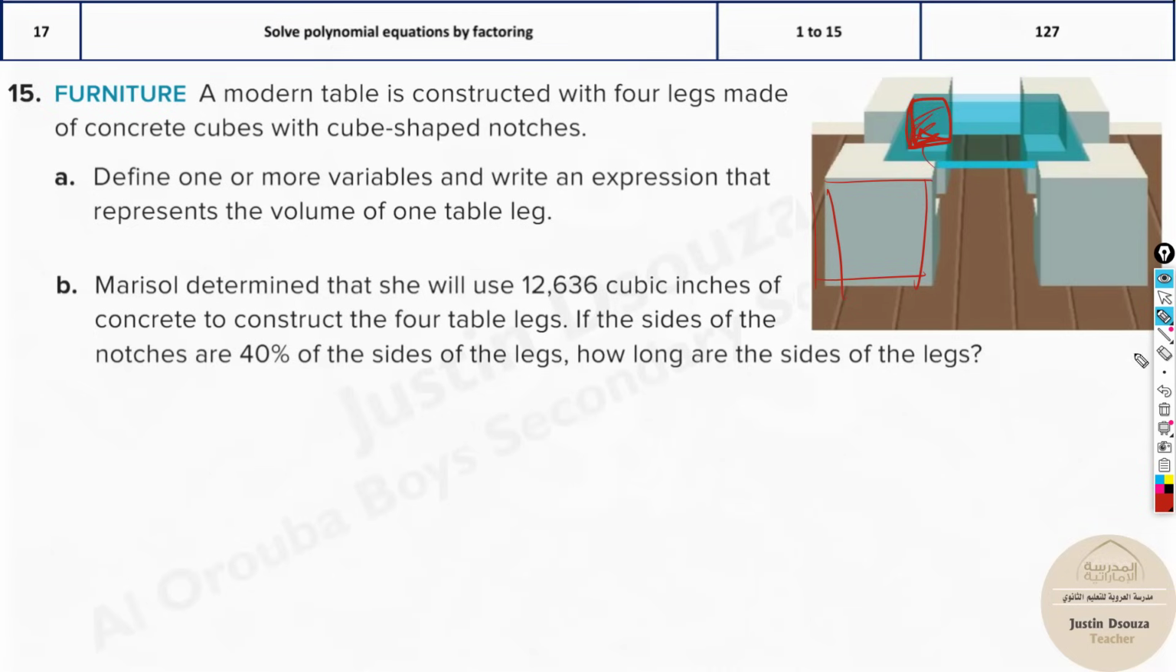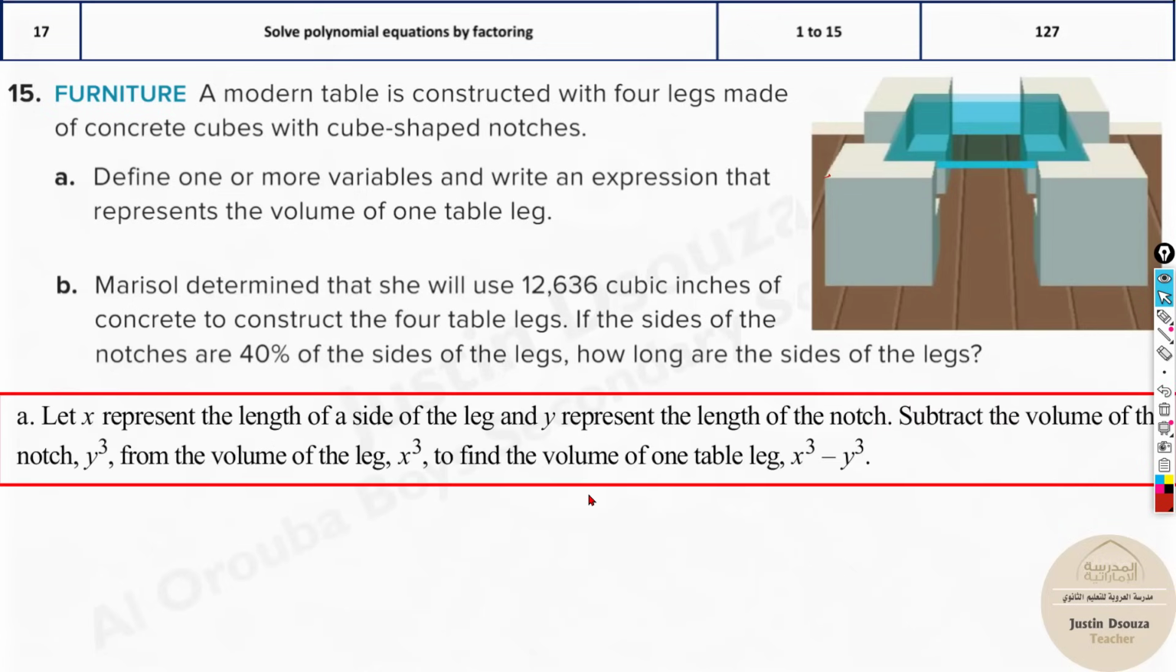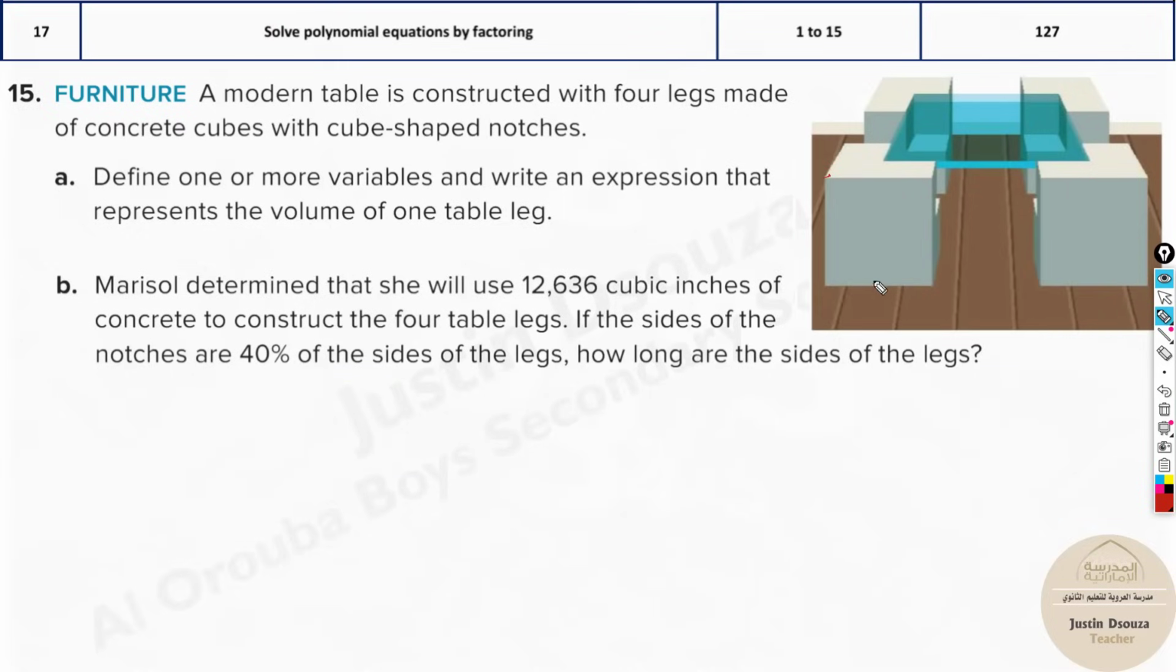See that space which is cut. So we need to define one or more variables and write an expression that represents the volume of one leg of the table. Okay, so we know this is a cube. Now volume, let me just look at the answer, what exactly it is, and then I'll explain it. It's x cubed minus y cubed. Okay, I get it. Length of the side. So what we are taking over here is, let us assume the length of this cube is x. One of the sides is x.